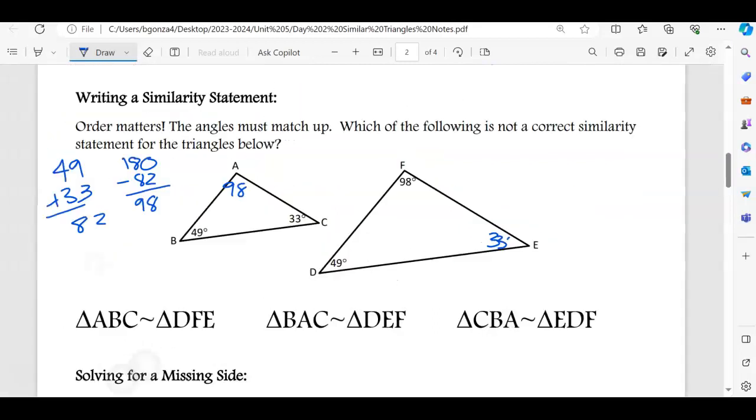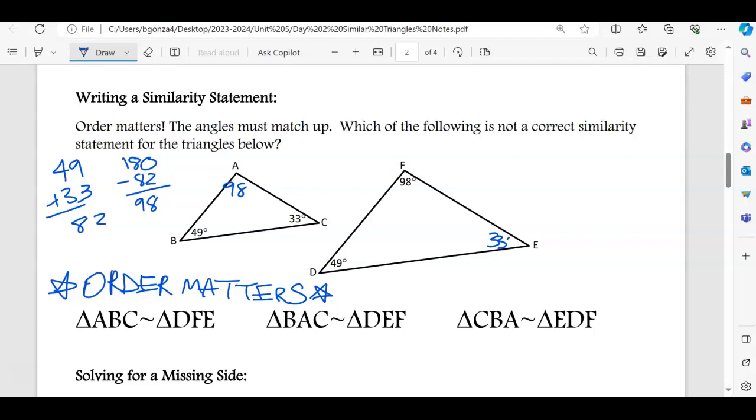Now I want you to write this, just like congruent, order matters. Y'all remember hearing me say that? Order matters. The vertices, the corners, have to match up correctly in the same exact order, or it doesn't work out.